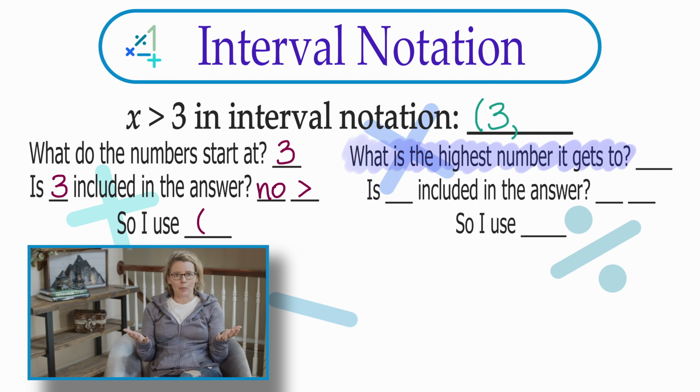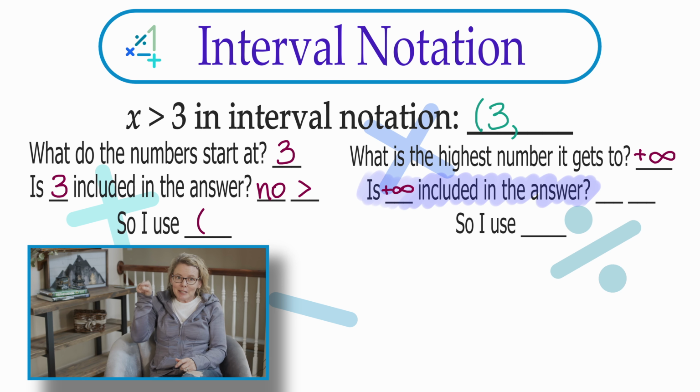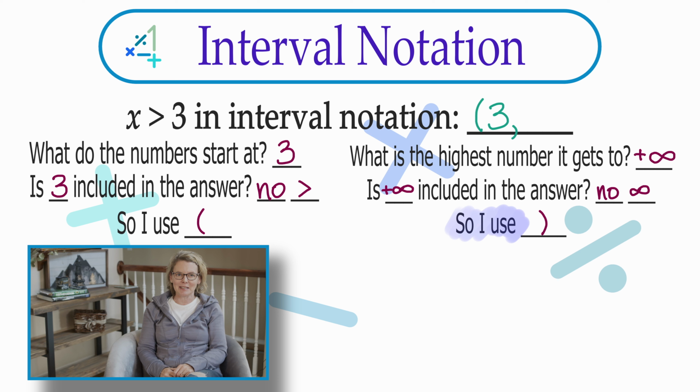What's the highest number it can get to? Since it's just greater than, it goes up forever, so it's positive infinity. And infinity cannot be touched, so it is never included and gets the other side parenthesis. 3, positive infinity in parentheses. We just translated this weird number grouping into something that makes sense. We read the new interval notation as it starts at 3 not included, then it goes up forever to infinity.